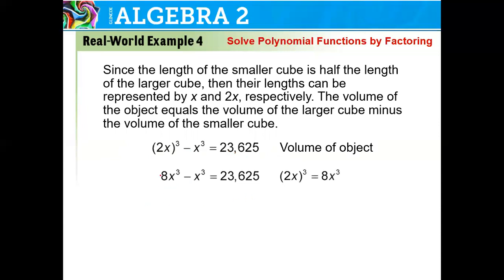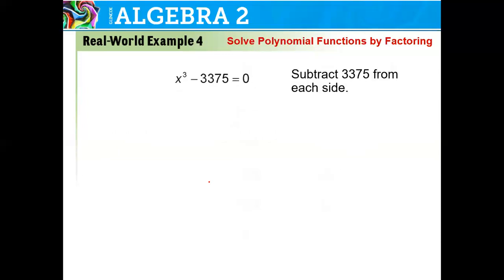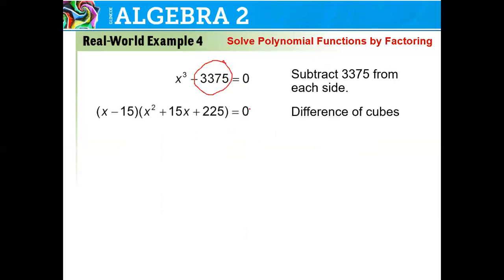Simplify it: 8x cubed minus x cubed is 7x cubed. Then x cubed will be equal to 3,375. Move it to the other side and you get x cubed minus 3,375. Actually, this one is a perfect cube. If you check using your calculator, you'll find it's a perfect cube where b equals 15. So in this case, a equals x, and b equals 15. I'll have a minus b, which is x minus 15, times x squared, a squared, plus the opposite sign, a times b, 15x, plus 15 squared, 225, equal to 0.